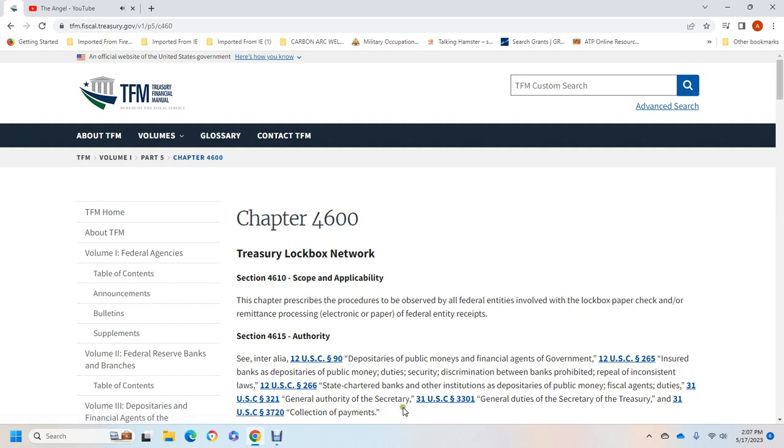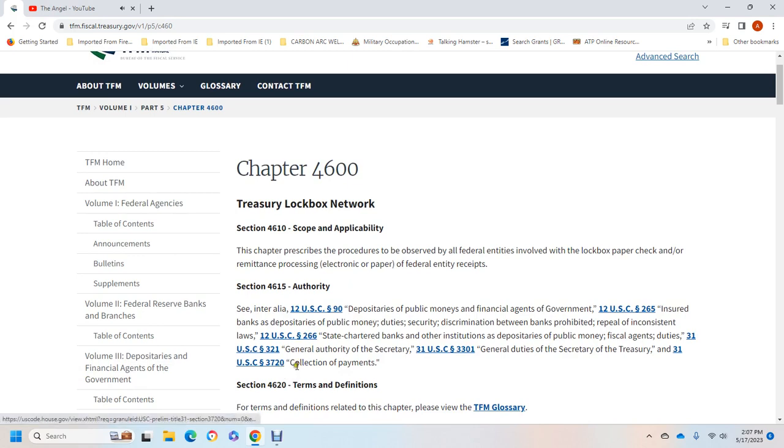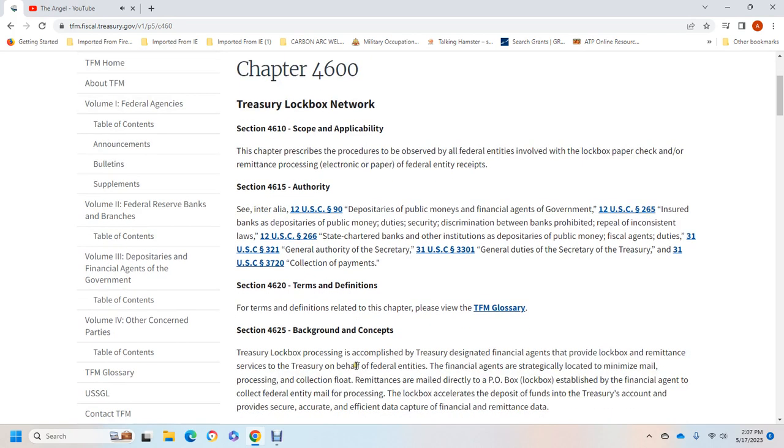General authority of the Secretary. Title 31 United States Code 3301, General duties of the Secretary of the Treasury. Title 31 United States Code 3720, Collection of payments. Section 4620, Terms and Definitions. Terms and definitions related to the chapter. Please review the Treasury Financial Manual Glossary.